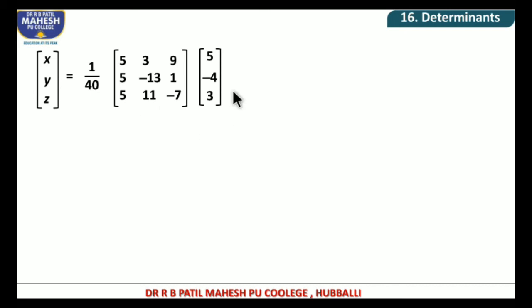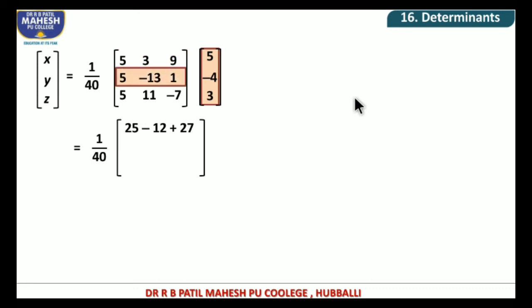And now we have to simplify this by multiplying these two matrices. Again this becomes a column matrix. Now we have 1 by 40 into the product of these two matrices, that is first row and first column. Therefore we have 5 into 5 is 25, 3 into minus 4 is minus 12, 9 into 3 is 27. We have to add all those elements.